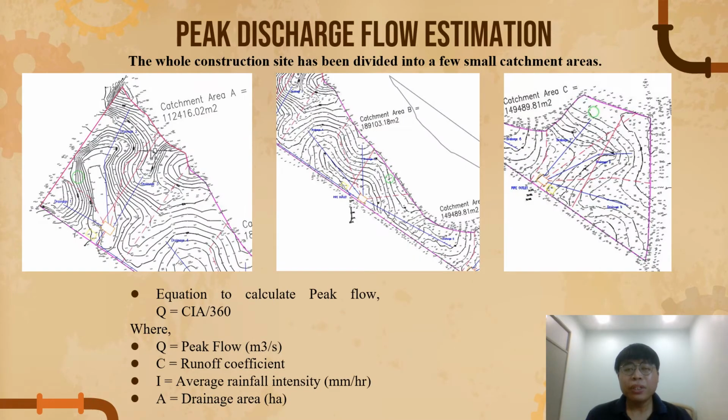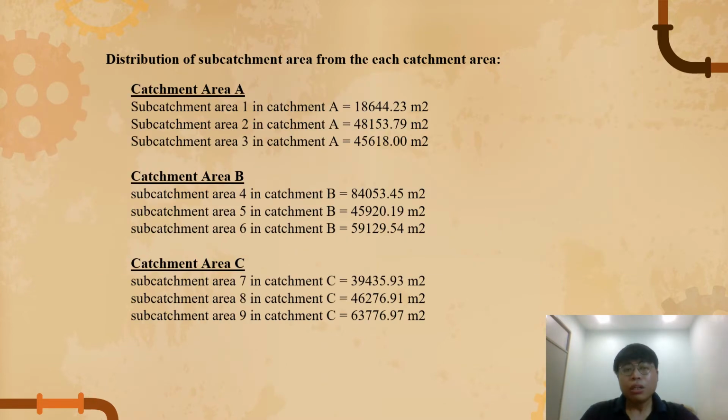We move to the peak discharge flow estimation. The whole construction site has been divided into a few small catchment areas and also divided into a few sub-catchment areas for each drainage. So we use the Q peak for each drainage to calculate. Q is the peak flow, C is the runoff coefficient, I is the average rainfall intensity, and A equals the drainage area. This is the sub-catchment area from the catchment area as we analyzed it into the 3 parts.